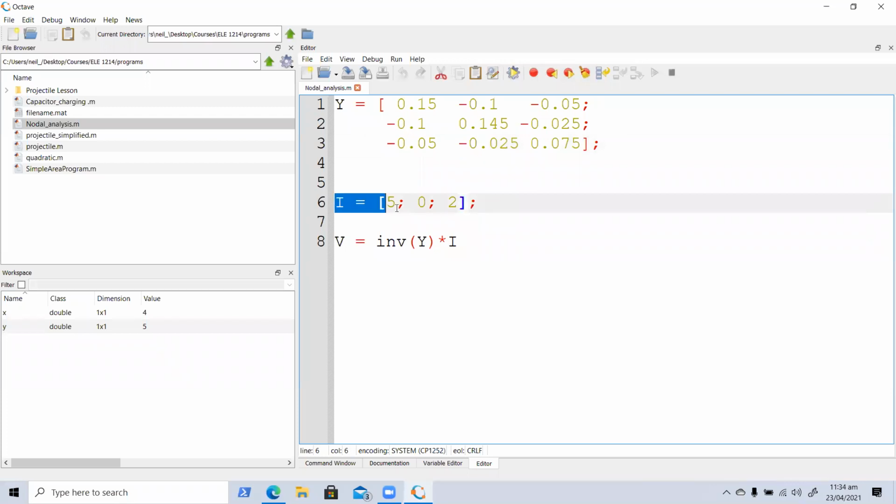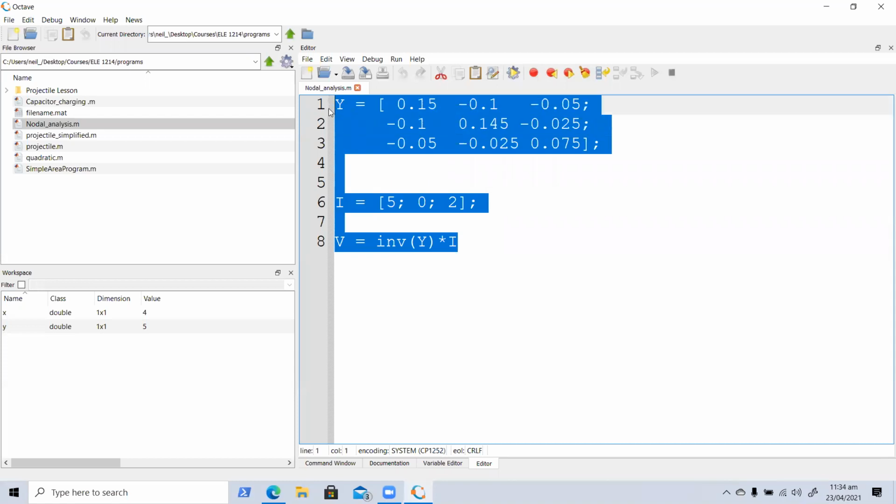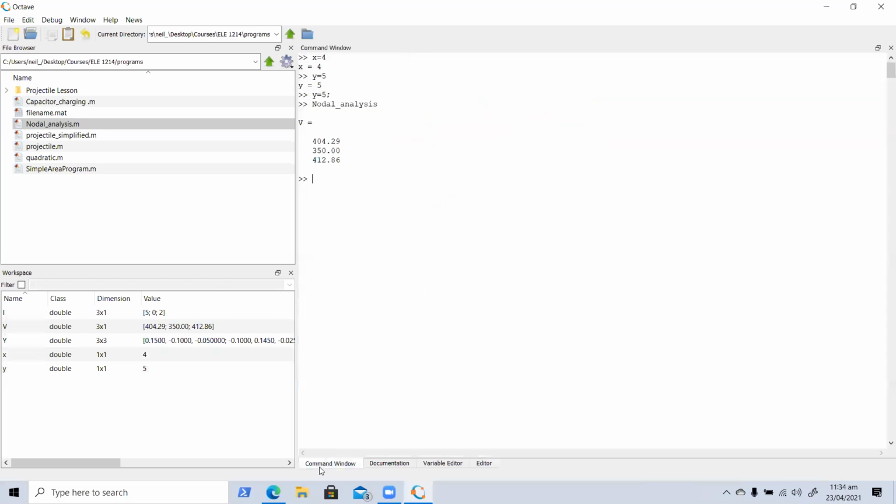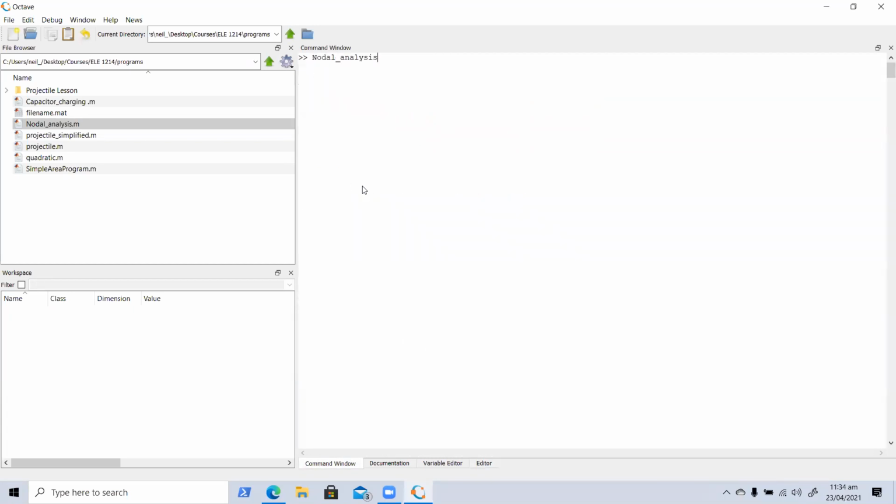Then we set up the I matrix. I is equal to 5, 0, 2. And then we do V, which is your voltages matrix, equal to the inverse of Y times I. So this is it. Very simple. I run this code. In my command window, let me just clear it with clc and run it again. So I run the code and it outputs V is equal to, and it gives me the matrix. I could write this answer down if I was doing a circuit analysis problem or something like that.